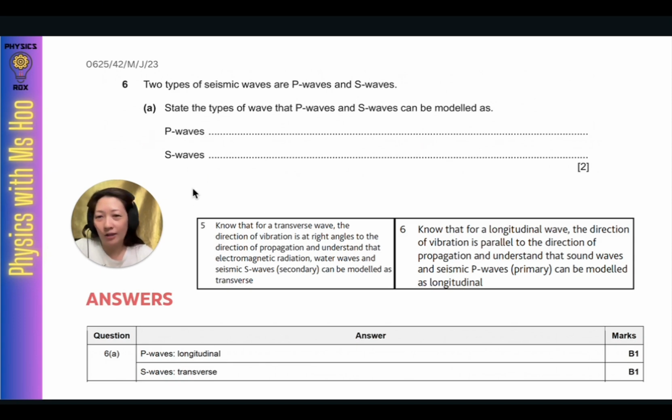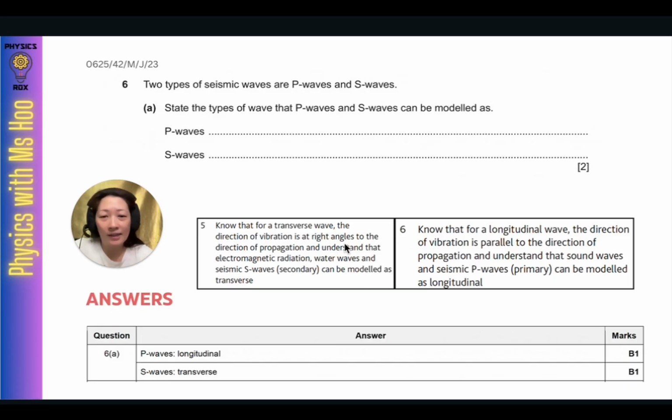So for this question, it's pretty straightforward. If you've learned about the different types of waves, you would obviously know that P waves are longitudinal and S waves are transverse. However, I've had some students who in the past didn't quite pay attention and didn't really read the text clearly, while wondering what on earth are P and S waves. The thing is, they're already right here in the syllabus guide.